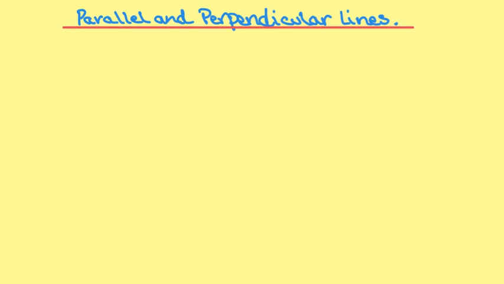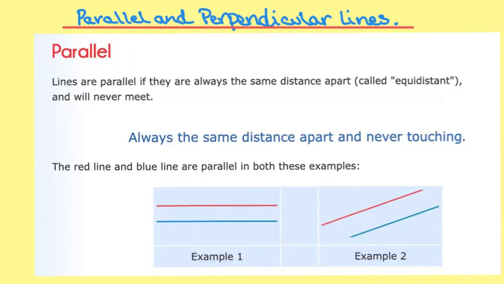In this video we will take a look at parallel and perpendicular lines. Parallel lines. Lines are parallel if they are always the same distance apart, called equidistant, and will never meet. The red and blue lines are parallel in both these examples.